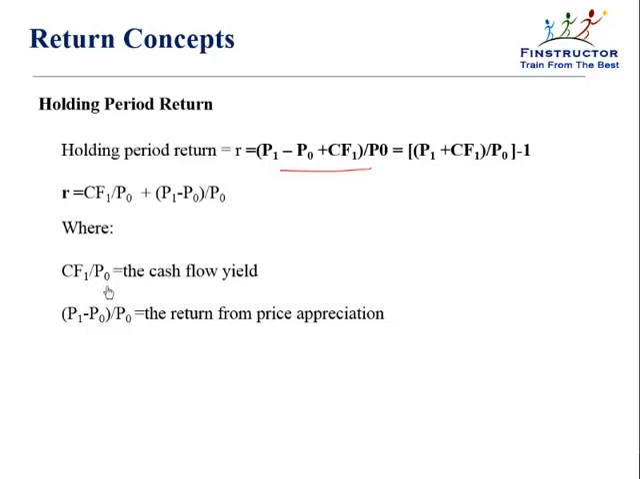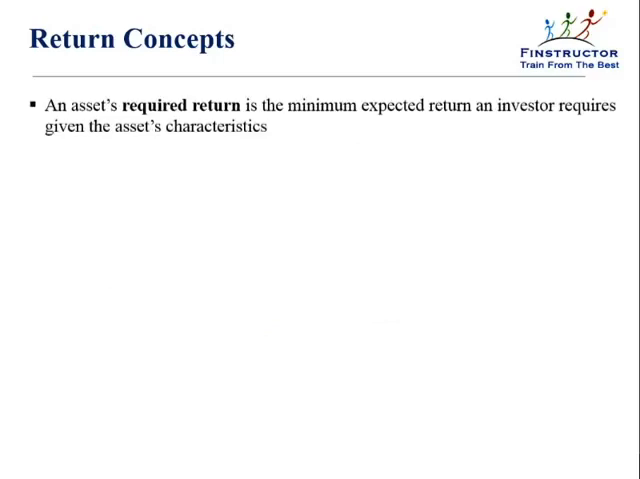The cash flow upon the price is referred to as the cash flow yield, and the increase or decrease in price is referred to as the return from price appreciation. The required return is the minimum expected return an investor requires given the asset's characteristics. It can be derived from the capital asset pricing model, or it can be derived from the opportunity cost or any other method.